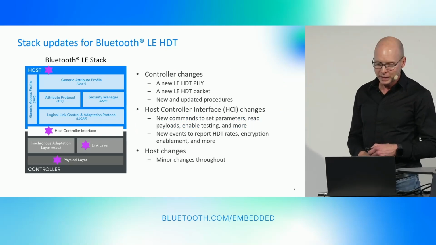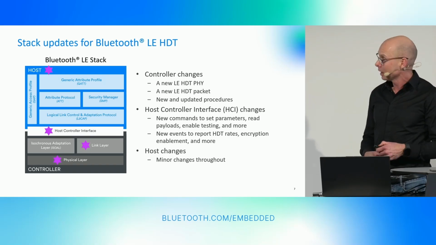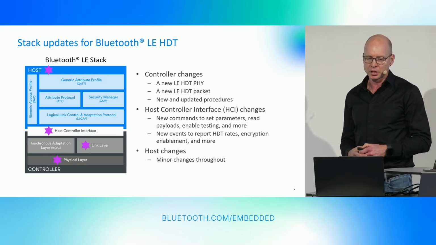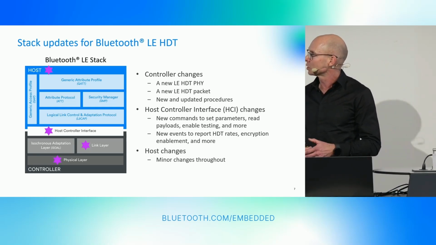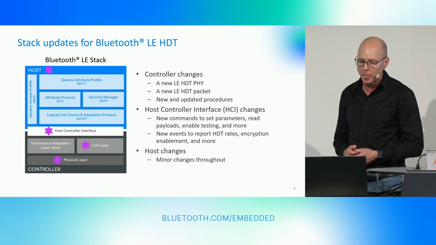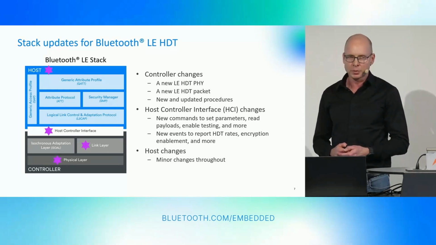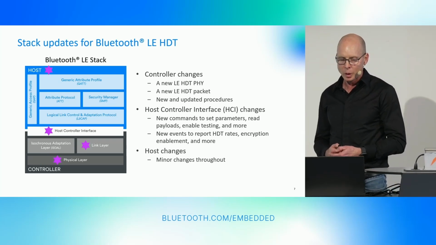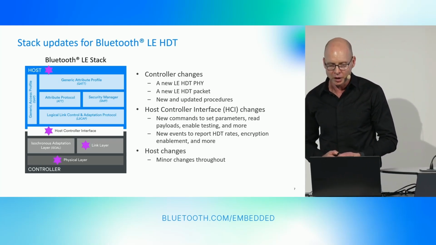All right, before we get into all of the detail, let's take a quick look at areas of the Bluetooth abstracted stack where updates are going to be made to the core specification. If we start at the bottom of the stack, the physical layer, there's going to be a new HDT PHY. We'll look at that on the next slide. There's going to be a number of updates to the link layer. We'll step through in a moment the new packet structure and packet formats for HDT. There's going to be new procedures for HDT configuration and PHY updating.